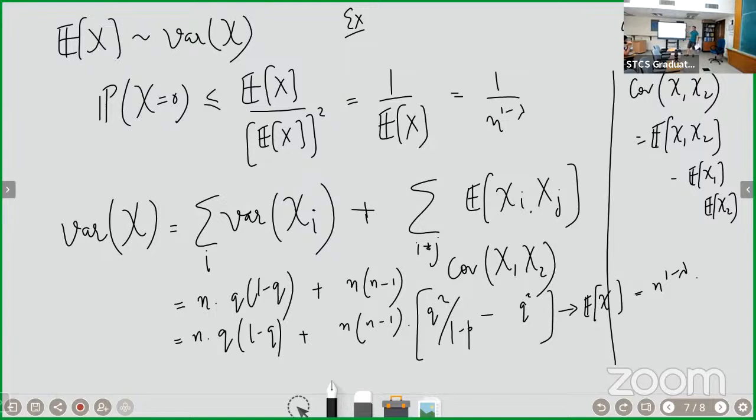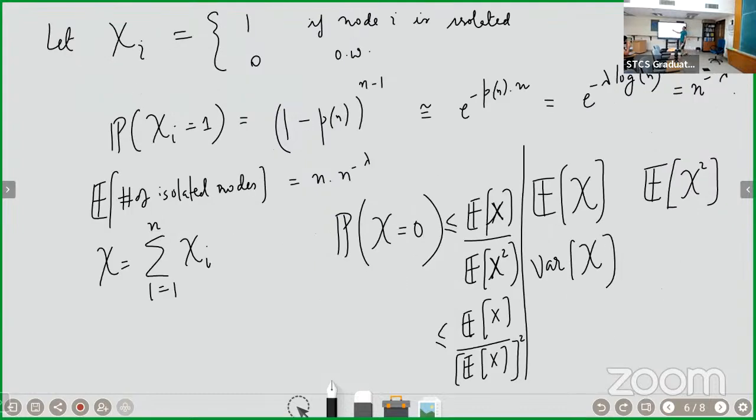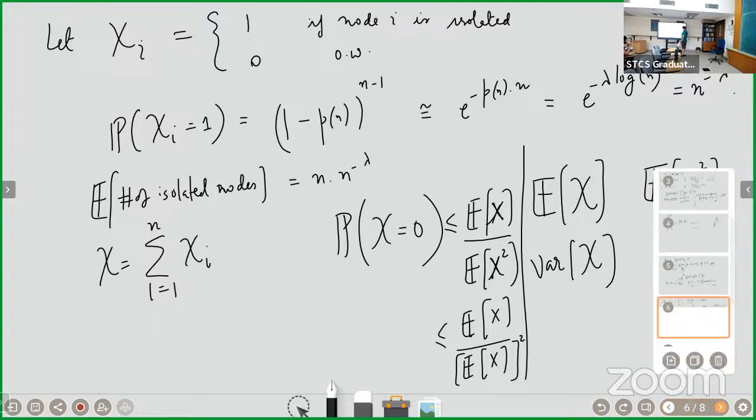Is it clear what we did? All we did was to look at this very simple event: whether there exists a particular isolated node. And we essentially counted over all possibilities that there exists at least one. That's all we have done. We showed that that goes to 0. Okay, so now the positive side.